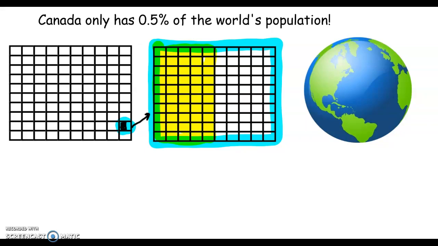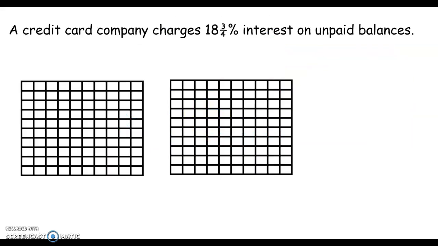exactly 0.5% out of 100. A credit card company charges 18 3/4% interest on unpaid balances. Okay, so let's represent that with 100 charts. Now, 18, we can easily count those whole pieces. This one row is 10 plus another 8. 1, 2, 3, 4, 5, 6, 7, 8. Now, it's a little bit more than 18, right? Not quite 19, so we can't fill in this whole last square.